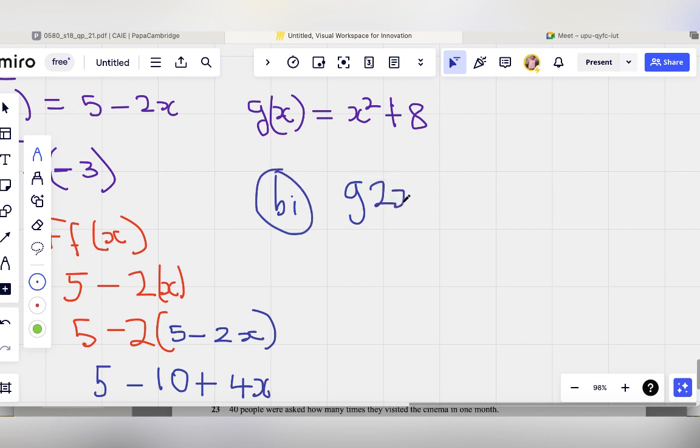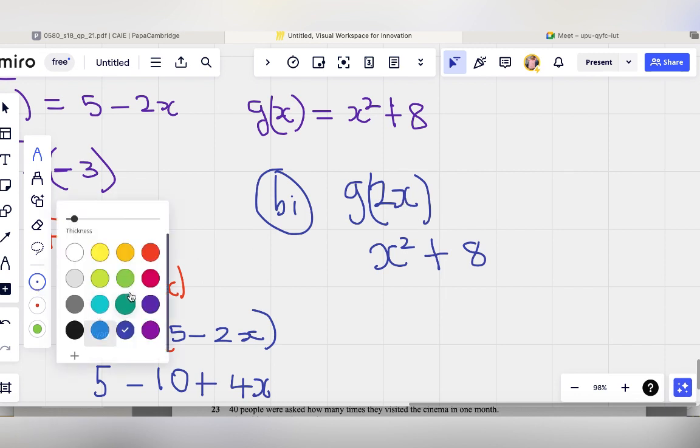Meaning g of 2x, put 2x in the place of x. Put 2x in the place of x in g of x. So our g of x is x squared plus 8. What it means is, anywhere you see x, put 2x. Anywhere you see x, put what?